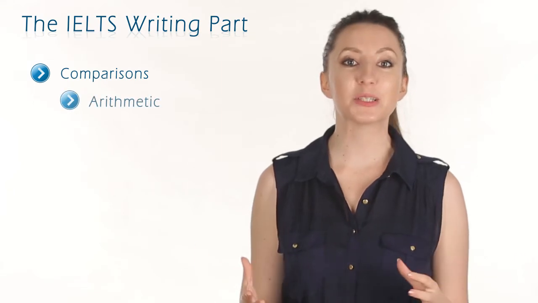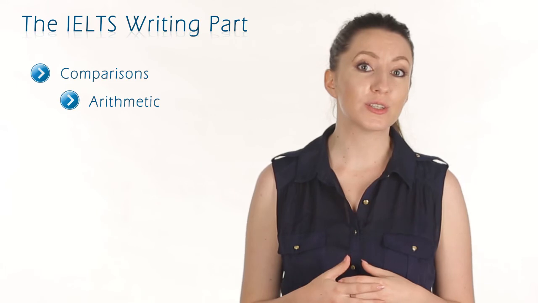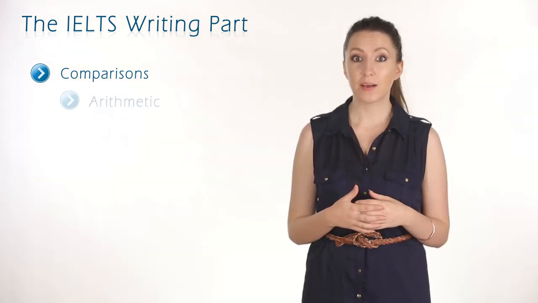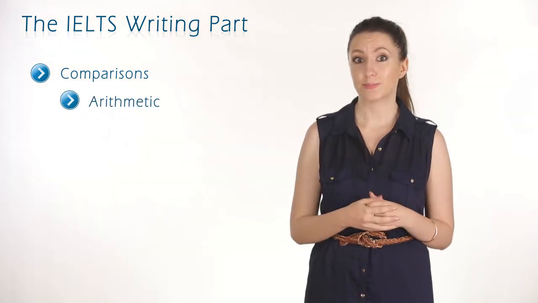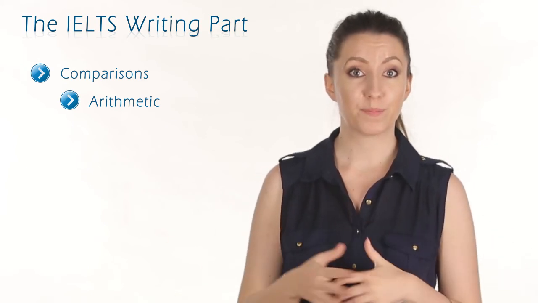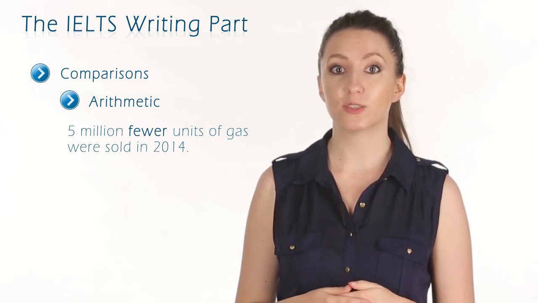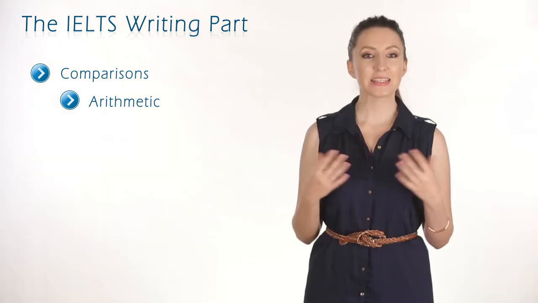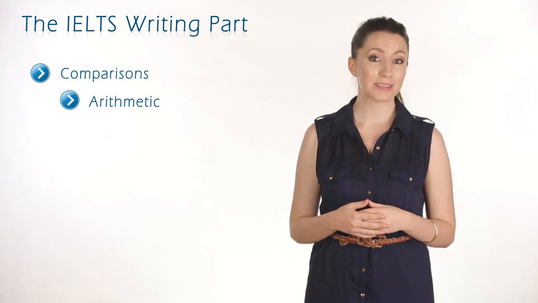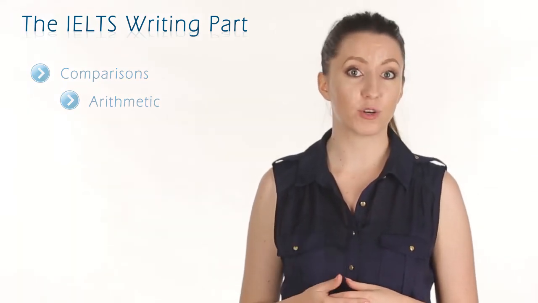Now let's move on to comparisons with numbers. Another way to make comparisons is to do some simple arithmetic. Here are some examples. Let's look at using the words more, less, fewer. 5 million fewer units of gas were sold in 2014. Here's another example using the word twice. Twice as many people elected to use gas and not electricity for cooking.